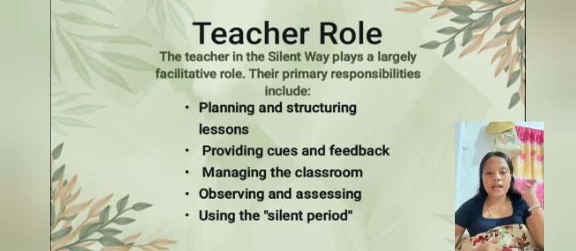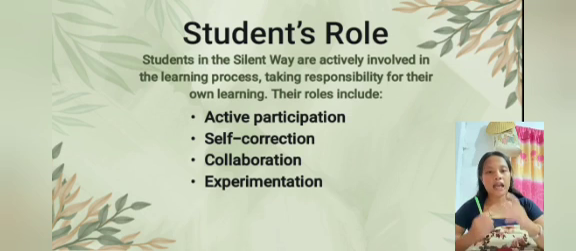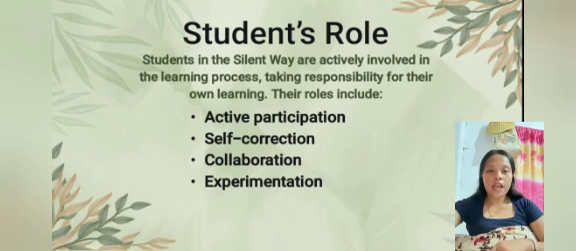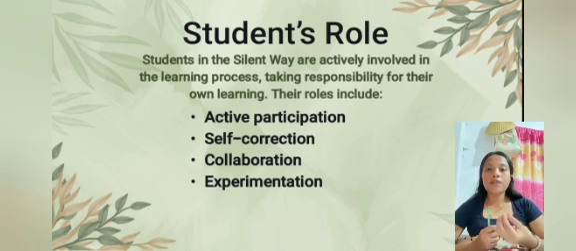So let's proceed to the student role. The students in the silent way method are actively involved in the learning process, taking responsibility for their own learning. Their roles include active participation, self-correction, collaboration, and experimentation. There is active participation, which means students are expected to actively participate in their learning. They participate in the activities and engage with the materials prepared by the teacher.